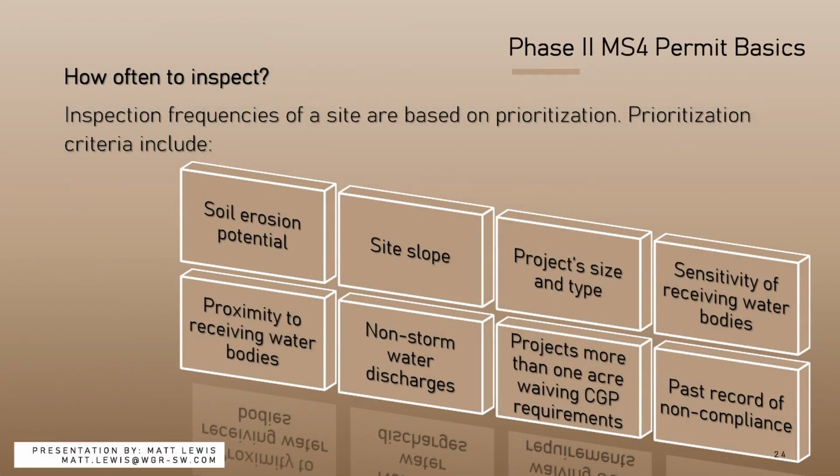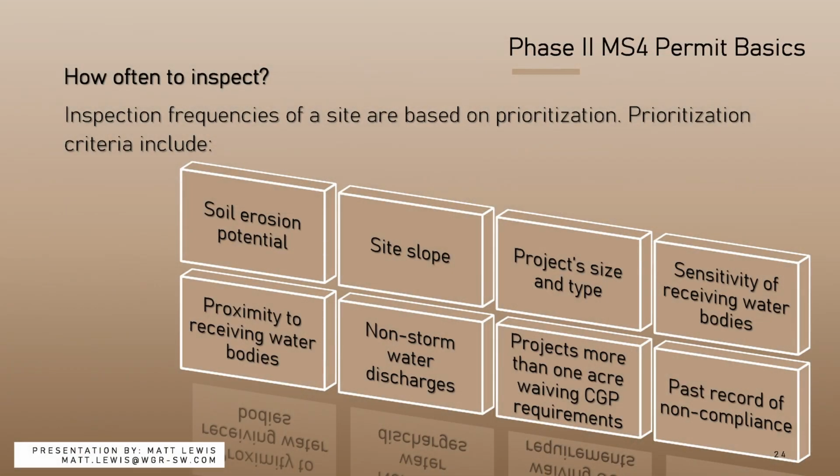All right, MS4 basics: how often you should inspect. Generally, this frequency is based on certain criteria. It's not set in stone, but this is generally how we see it. Usually a site will have a high, medium, or low risk, and obviously the higher the risk, the more frequent the inspection should be. Say you have a site on a hillside versus a flat site. You should probably inspect the hillside site a little more frequently.